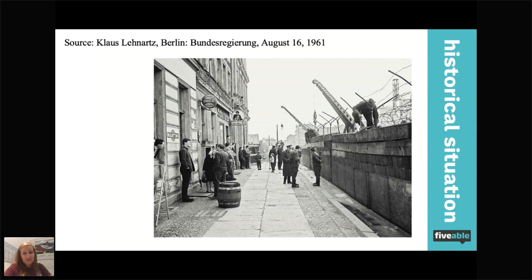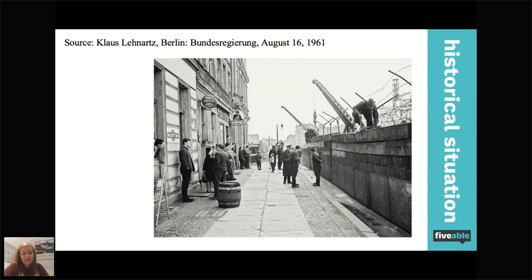So here's what I want you guys to do in comments. In comments, we're going to take a stab at historical situation. Not Berlin, Wisconsin, sorry. I want you to take a stab at what you think the historical situation is of this document. What is going on at this time period based on the time period that we see in the source?